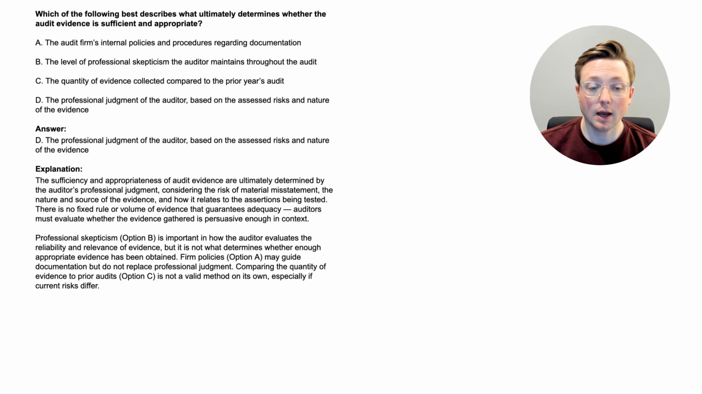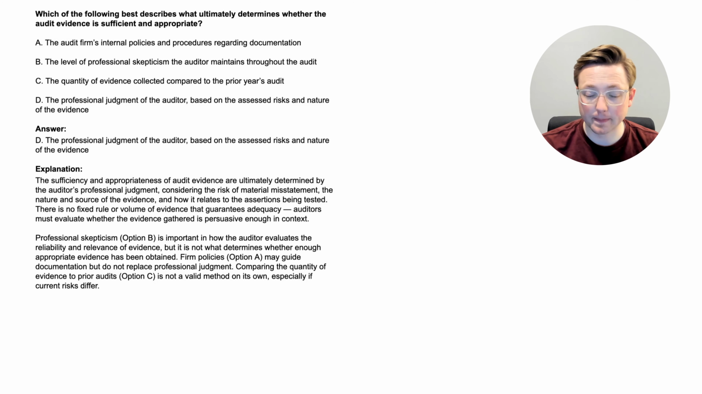So let's read through this. The sufficiency and appropriateness of audit evidence are ultimately determined by the auditor's professional judgment, considering the risk of material misstatement, the nature and source of the evidence, and how it relates to the assertions being tested. There is no fixed rule or volume of evidence that guarantees adequacy. Auditors must evaluate whether the evidence gathered is persuasive enough in context.